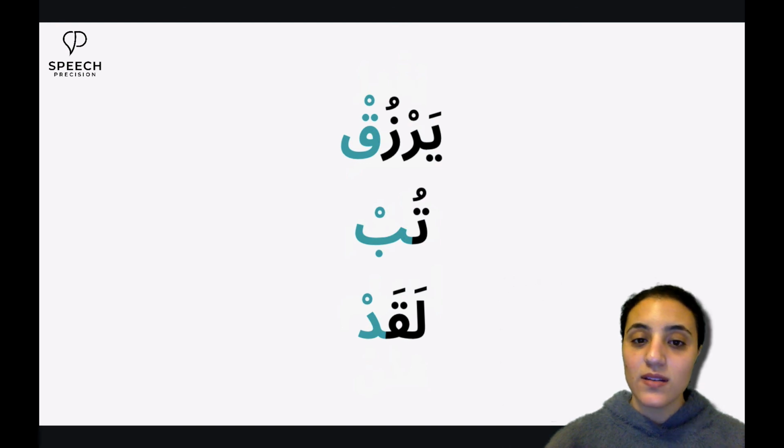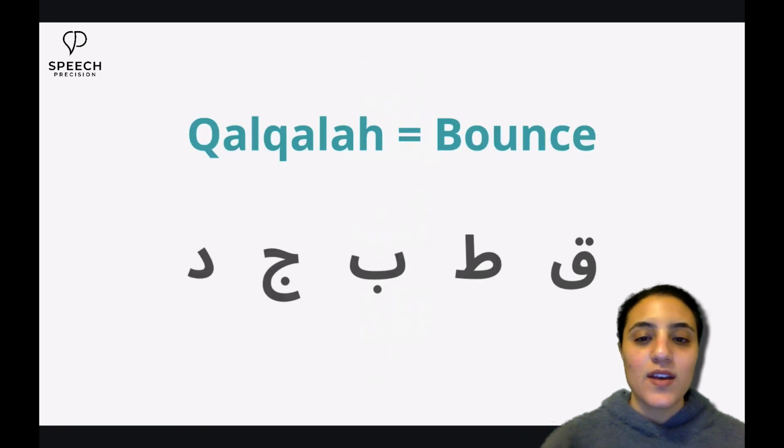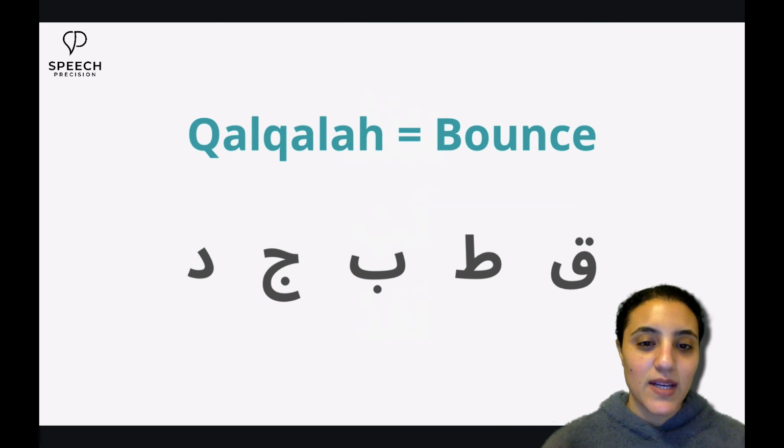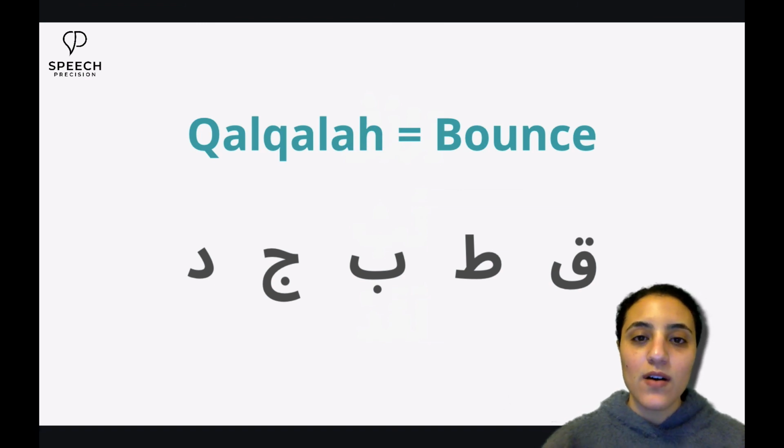So we're bouncing the letter, but we're not doing a full haraka. We're not doing a full vowel. It shouldn't sound like a full fatha. Just a short bounce. So in short, a qalqala is a bounce. And the qalqala happens when any of these 5 letters have sukoon on them. Qaf, ta, ba, jim, dal.